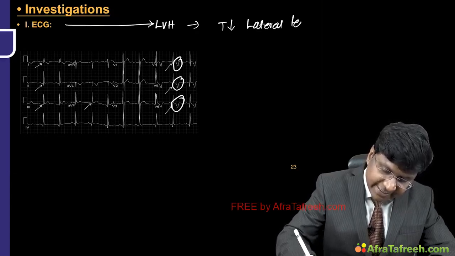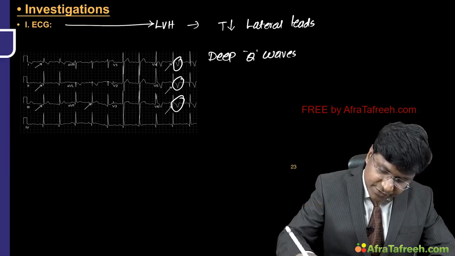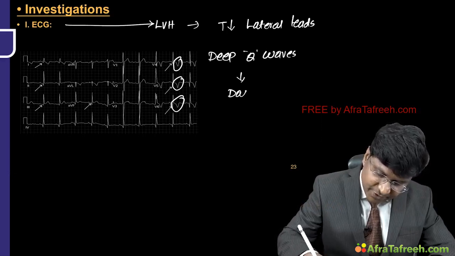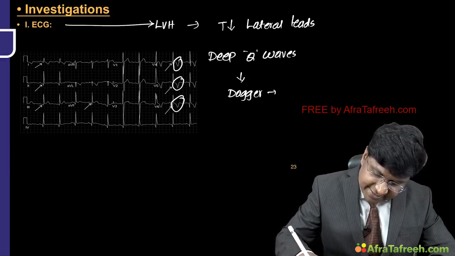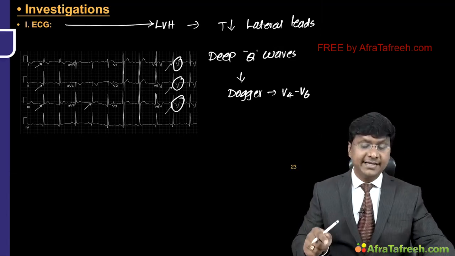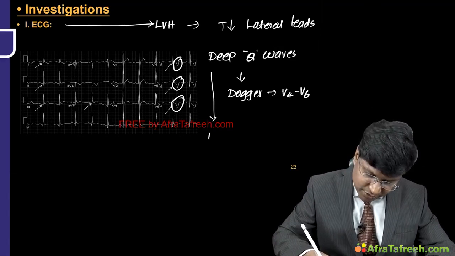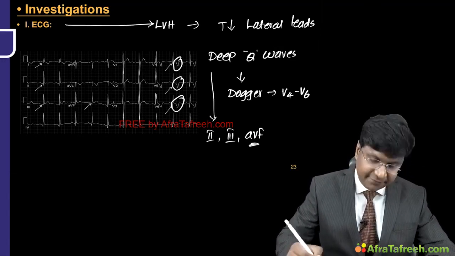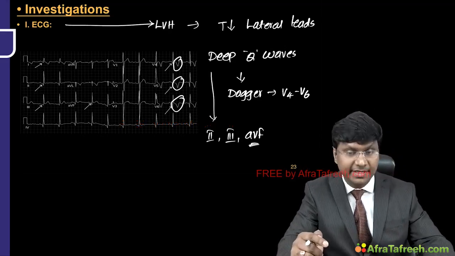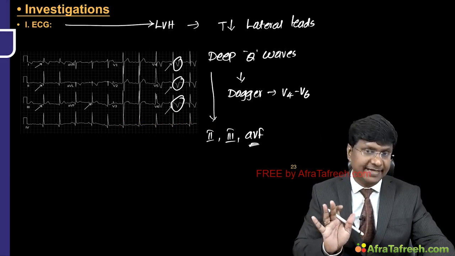Followed by that, you have the presence of deep Q waves, which we call dagger-shaped Q waves. These dagger-shaped Q waves are characteristically seen from V4 to V6. In other leads, prominent Q waves are also seen in 2, 3, and aVF. Right? In 2, 3, aVF also, there can be prominent Q waves. So these will be the ECG changes you will come across in patients with hypertrophic cardiomyopathy.